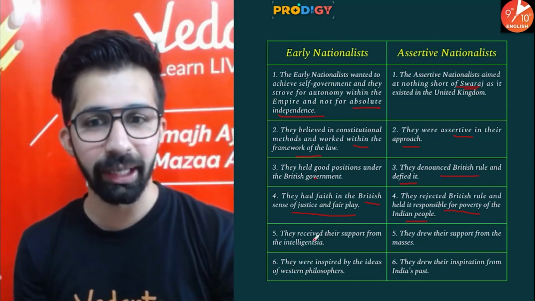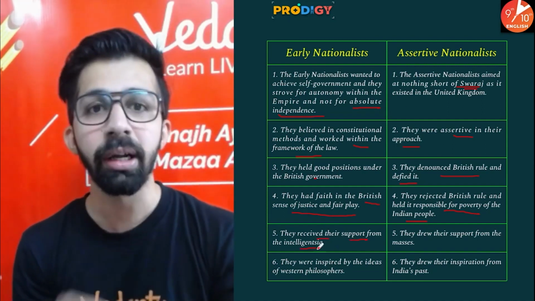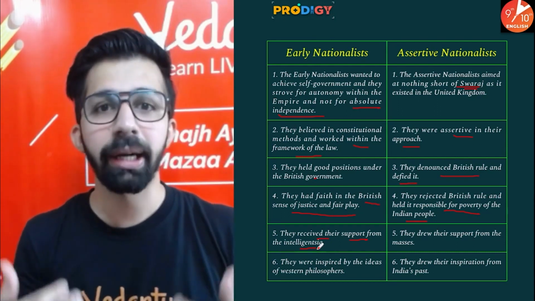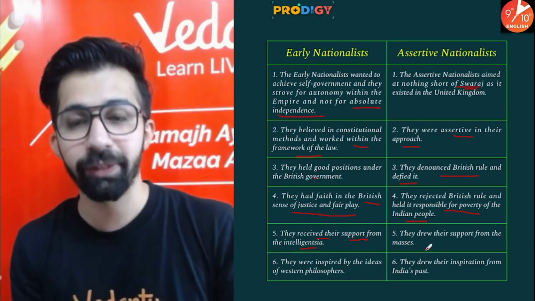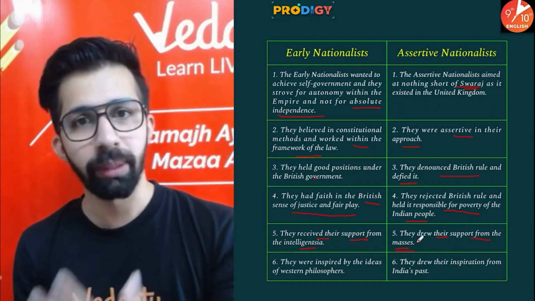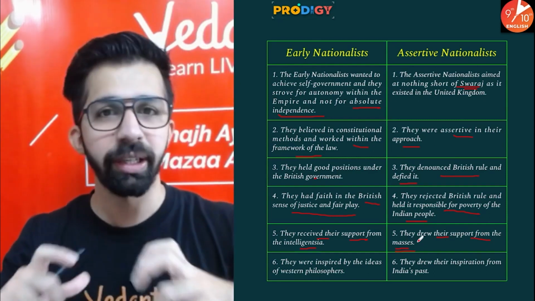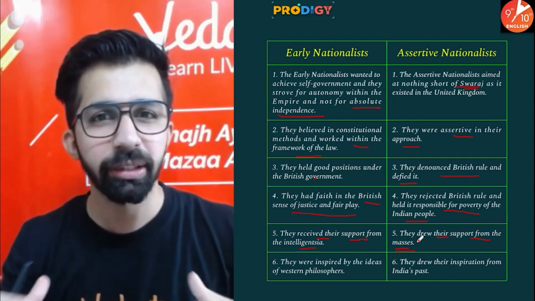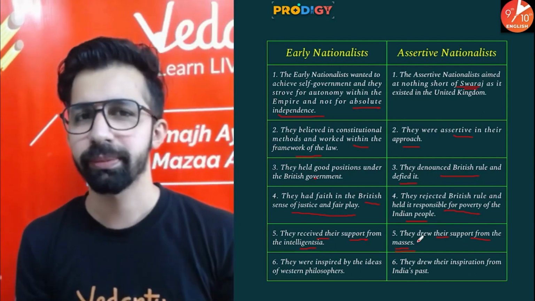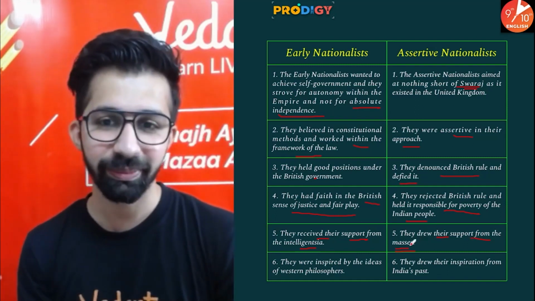Early nationalists, on the other hand, received their support from the intelligentsia. Guys, what is the meaning of intelligentsia? It means educated people. Early nationalists were guided by educated people. On the other hand, assertive nationalists drew their support from the masses. So masses included all the people coming from various religious backgrounds, various language backgrounds, various financial backgrounds. It included educated people, illiterate people, everyone. So assertive nationalists, radicals, drew the support from the masses.